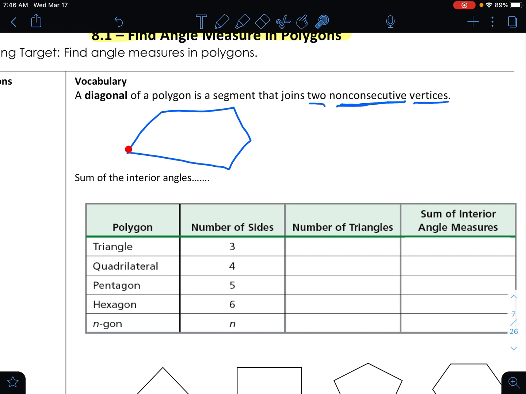These two vertices are consecutive, okay? They're right next to each other. So if I draw a segment like this, that is a diagonal, okay? I could draw another segment like this, okay? So these are diagonals. I'll just point to each of them. Okay, so those are considered diagonals. So you could draw a lot of diagonals. We're going to have a lot of properties about diagonals in shapes. So it is connecting non-consecutive vertices.